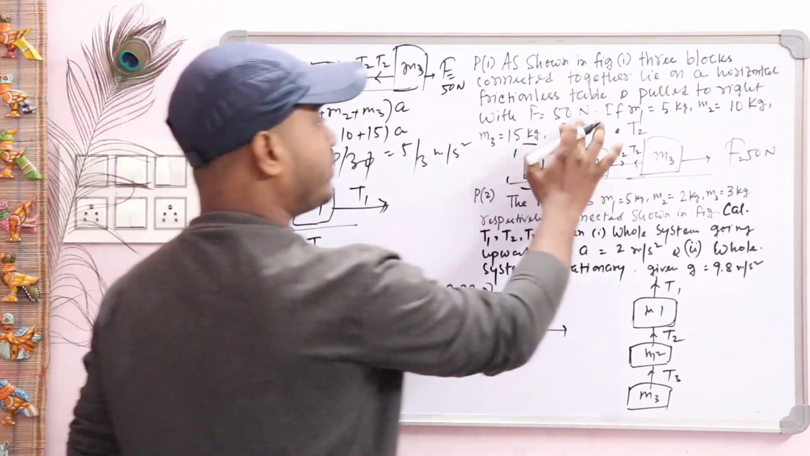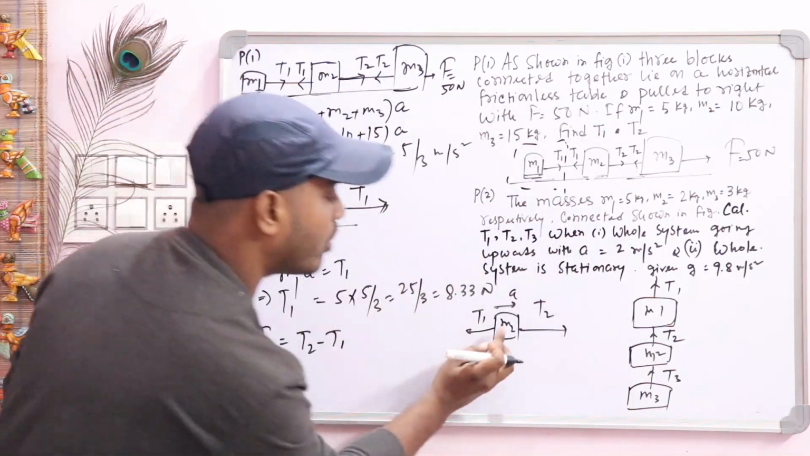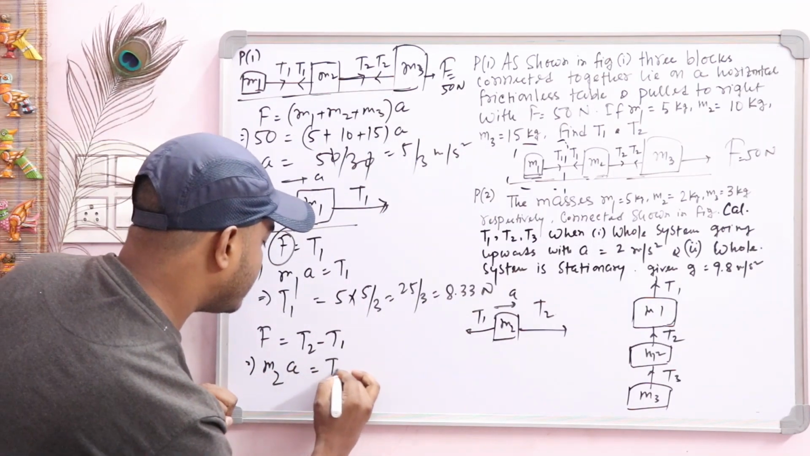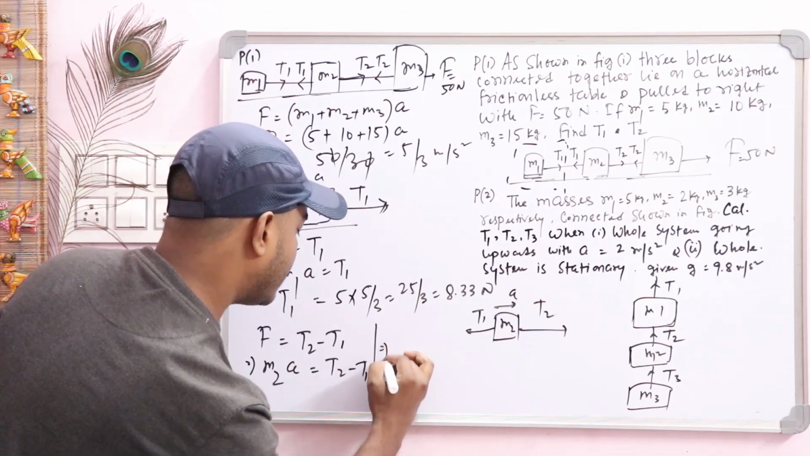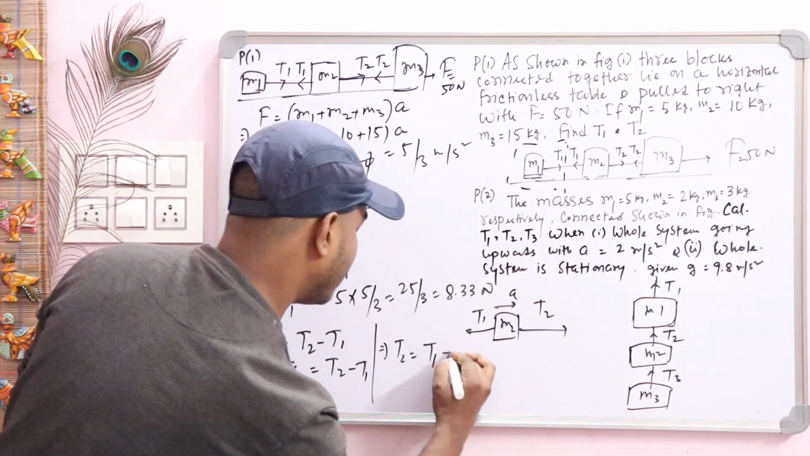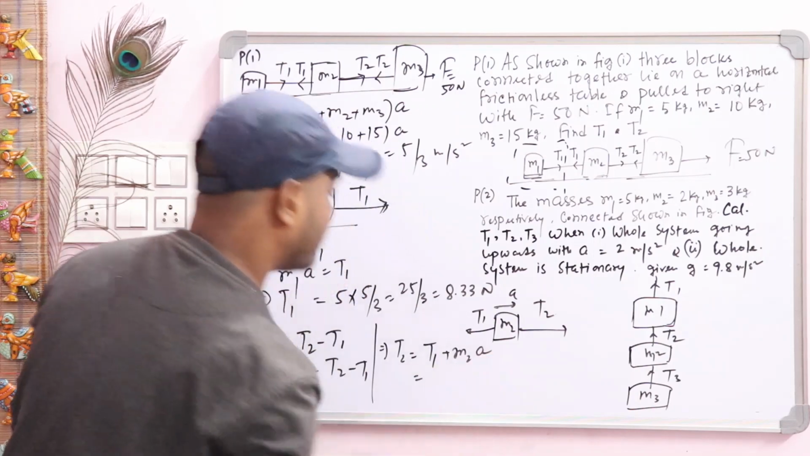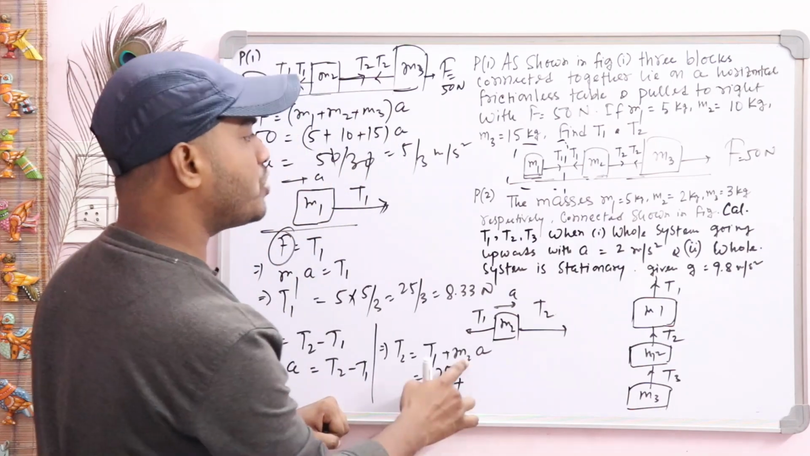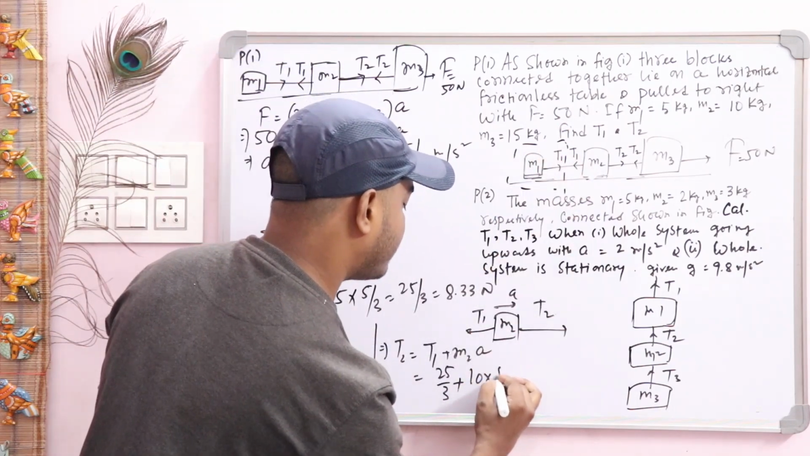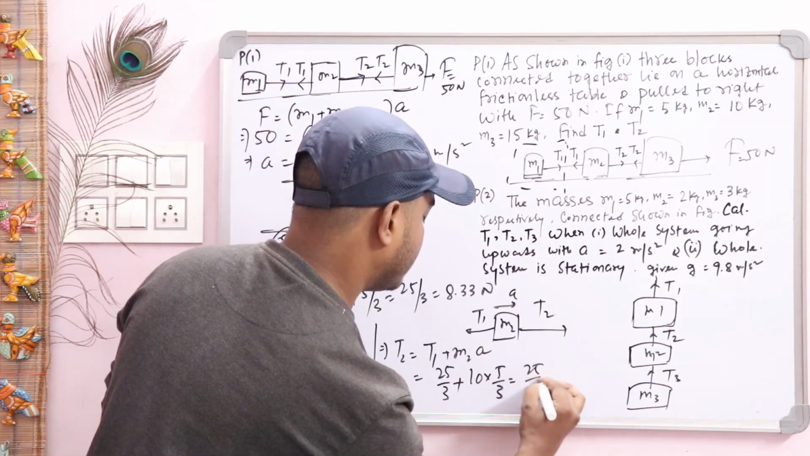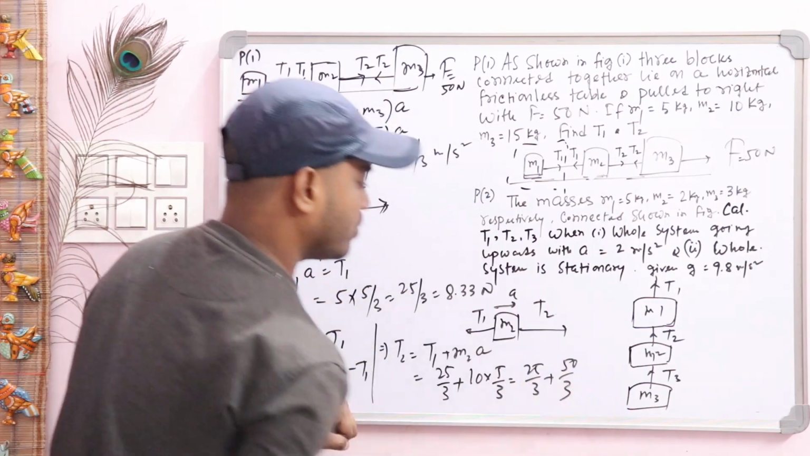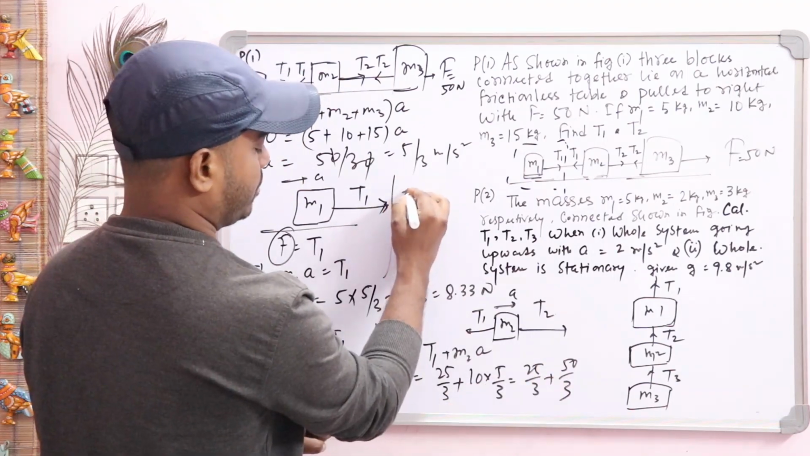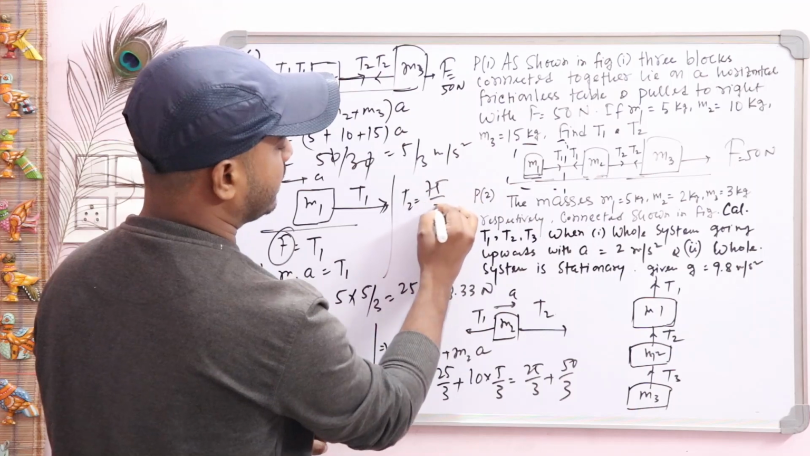Here F does not mean 50 Newton, F means the force for this body m2. So the value of F will be m2A, equal to T2 minus T1. So from here you can write T2 is equal to T1 plus m2A. And what is the value of T1? 25 by 3. What is the value of m2? That is 10. What is the value of A? 5 by 3. So this one will be 25 by 3 plus 50 by 3. So T2 will be 75 divided by 3.